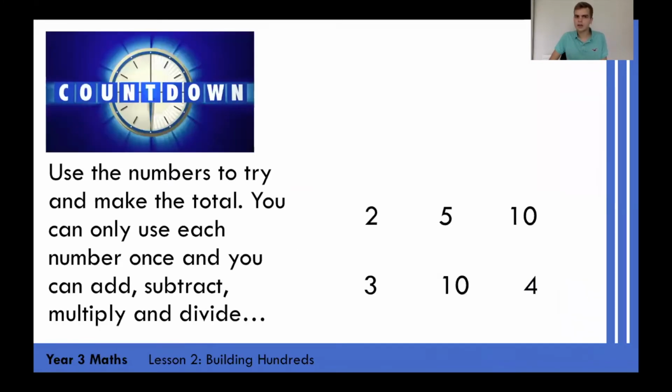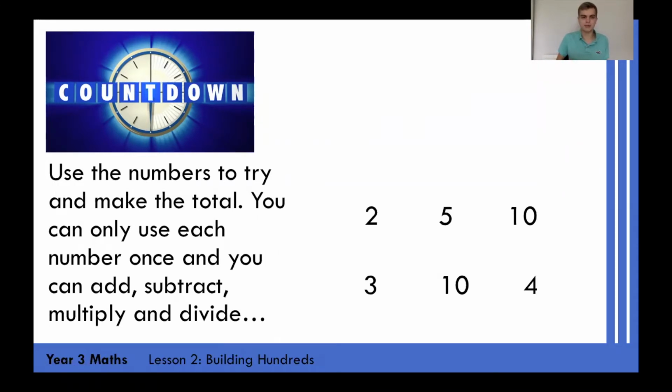So to start with today, I thought we'd play a game of countdown. Now, some of you might have played this before. I've given you these numbers over here, the number 2, the number 5, 10, 3, another 10, and the number 4. And I'm going to give you a total that I need you to try and make using just these numbers down here. And you can only use the numbers once. So once you've used them, you can't use it again. But you can add the numbers.